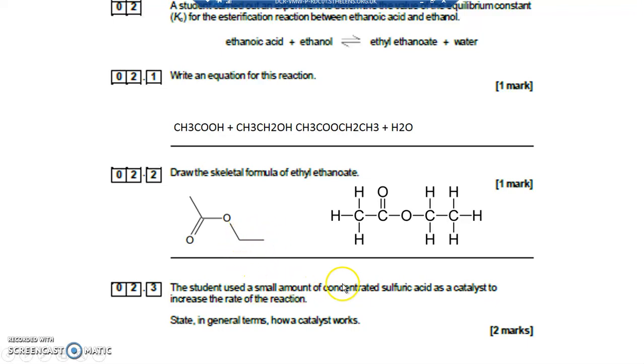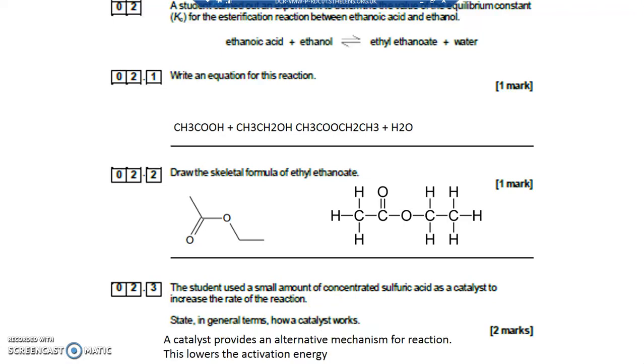The student used a small amount of concentrated sulfuric acid to act as a catalyst. How does the catalyst work? Well, it provides an alternative route or mechanism for a reaction and therefore, by doing so, lowers the activation energy. Catalyst provides an alternative route for a reaction or mechanism. Same thing, both are allowed. This lowers the activation energy.